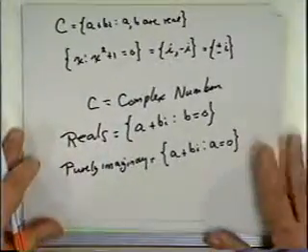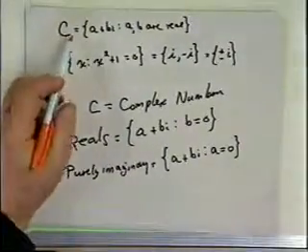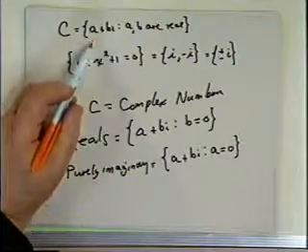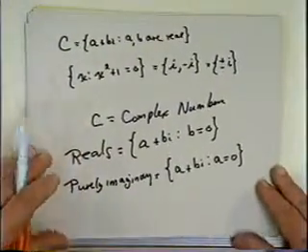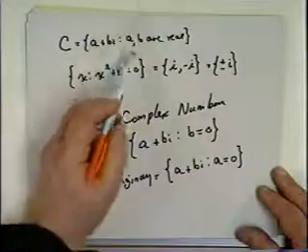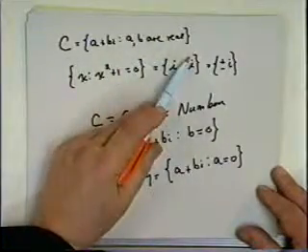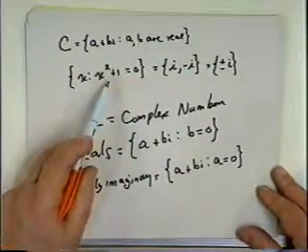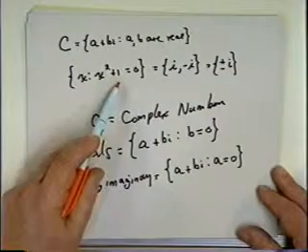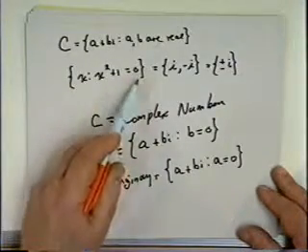So in other words, if we now define the complex numbers to be the set of all numbers of the form a plus bi, where a and b are real numbers, then the equation x squared plus 1 equals 0.